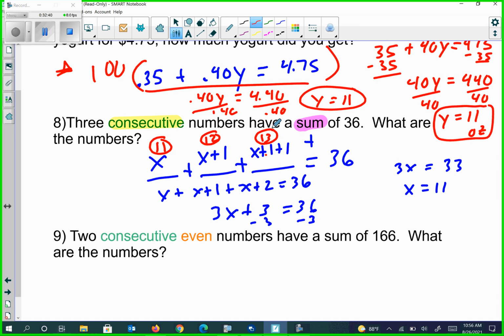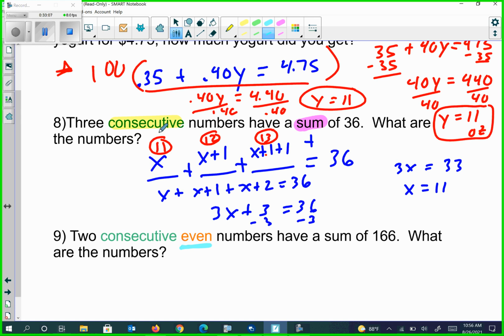Now we changed it a little bit. I think we're okay on consecutive. But what happens with, what's an even number? 2, 4, 6, 8. So what do you have to add to an even number to get to the next even number? 2. Yeah. Question?